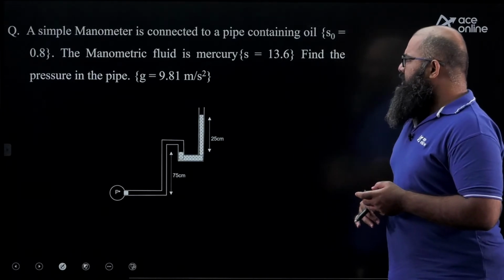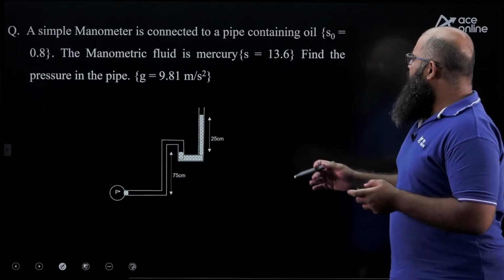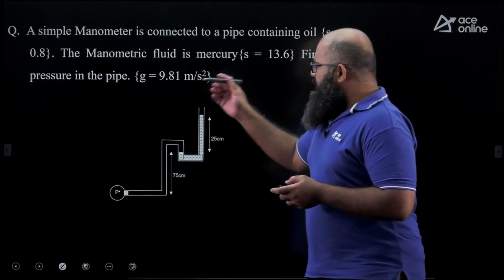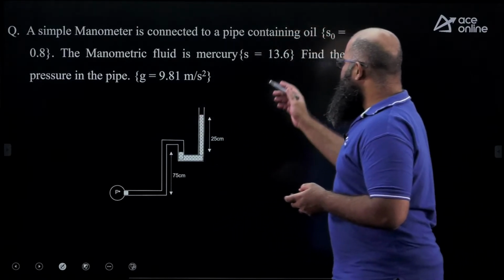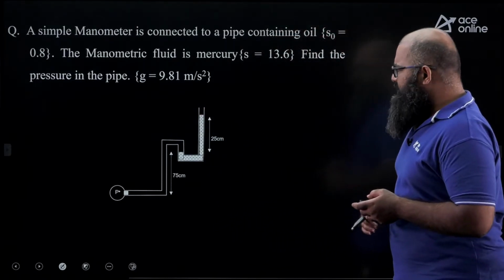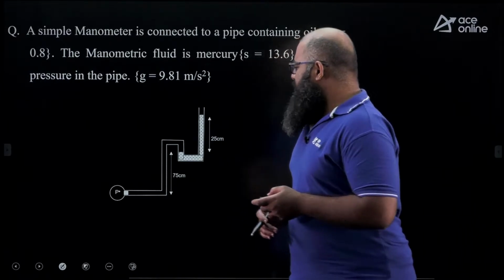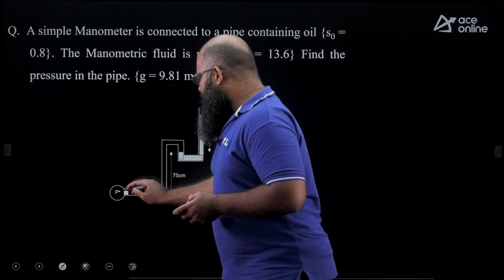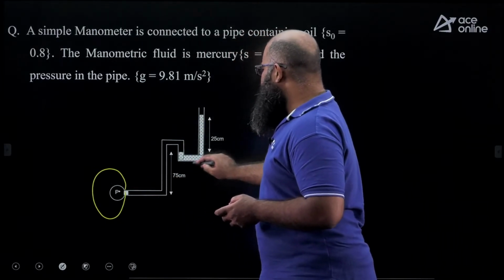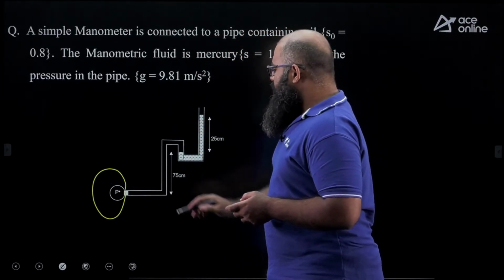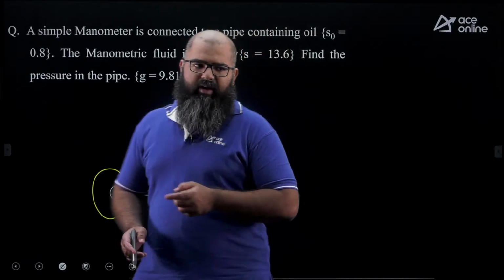Very fundamental question. The question says that you are having a pipe containing oil and that pipe is having a manometer connected. The manometric fluid is mercury, which is having a specific gravity of 13.6. Find the pressure in the pipe. So let us say this is a pipe we are having. Let me make it a bigger pipe. We are having a manometer over here. This is mercury over here. What is the pressure in this particular pipe? We have to find out.